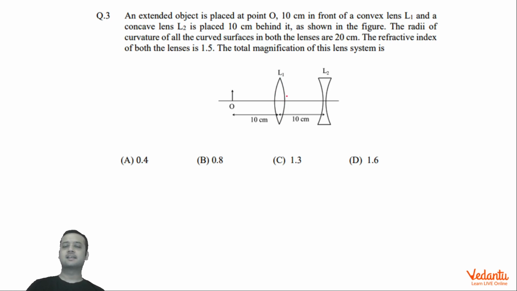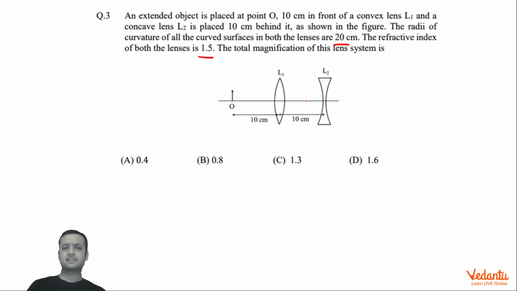There are two lenses that are placed at a distance of 10 centimeters. The radii of curvature of all the surfaces is 20 centimeters. The refractive index of both the lenses is 1.5. An object is placed at a distance of 10 centimeter behind the convex lens. As you can see, there's a distance of 10 centimeter between the convex and the concave lens. So we have to find the total magnification of this system, that means the overall magnification of this lens system.